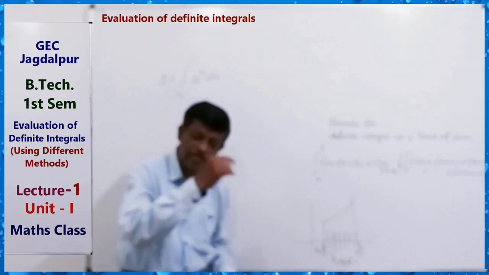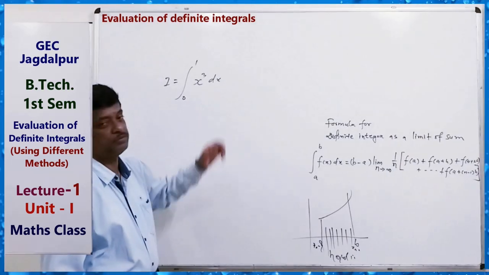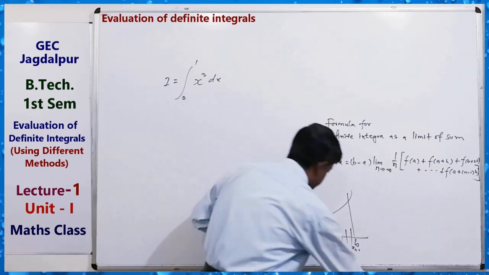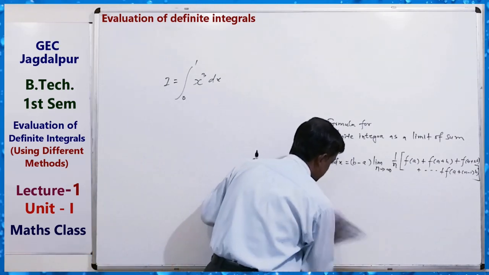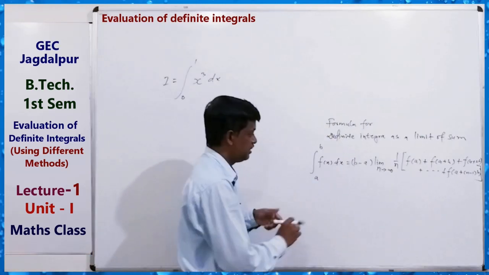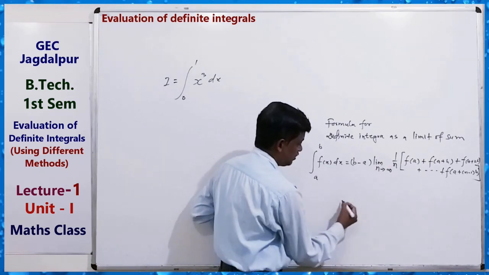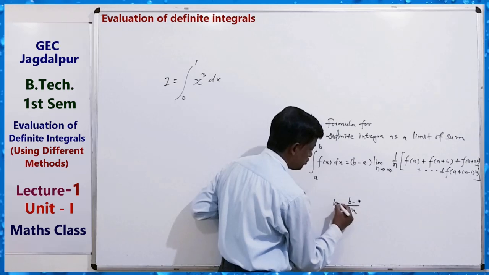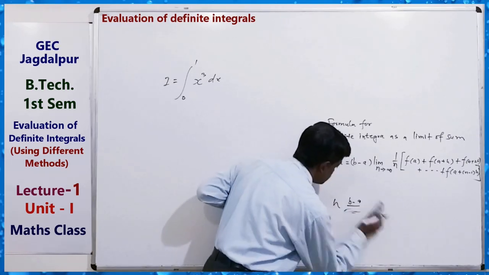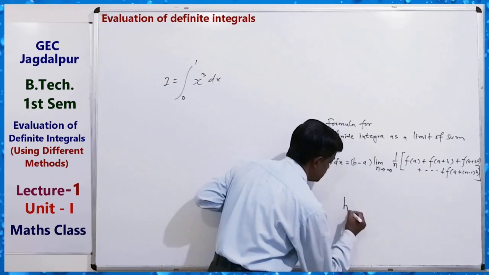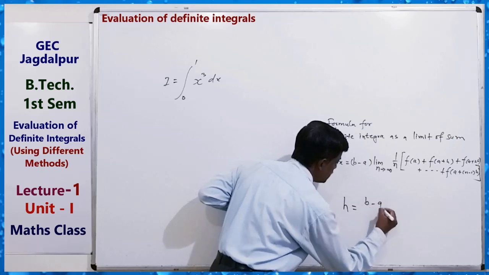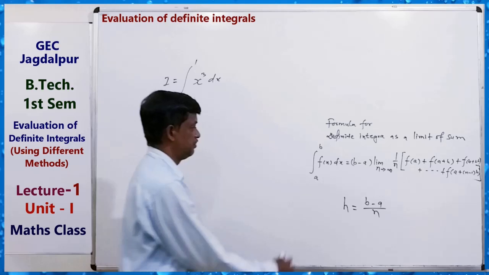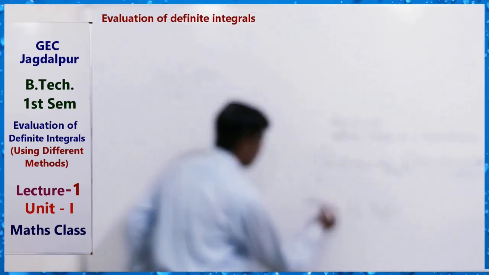By using the fundamental theorem you can find this value. By using properties, you can get its value. Just see here, by using this formula, how can you get it? Here (b minus a) by n is equal to h. How can you find the value of h? h equals (b minus a) upon n. This is the formula.